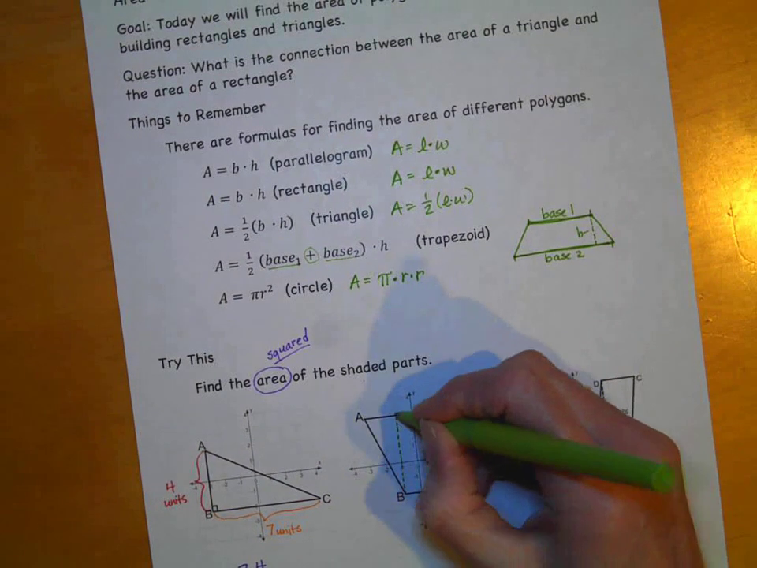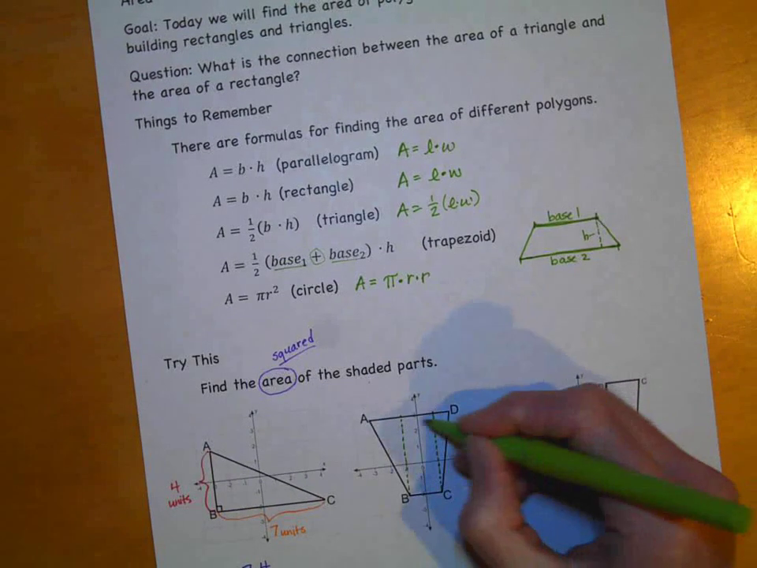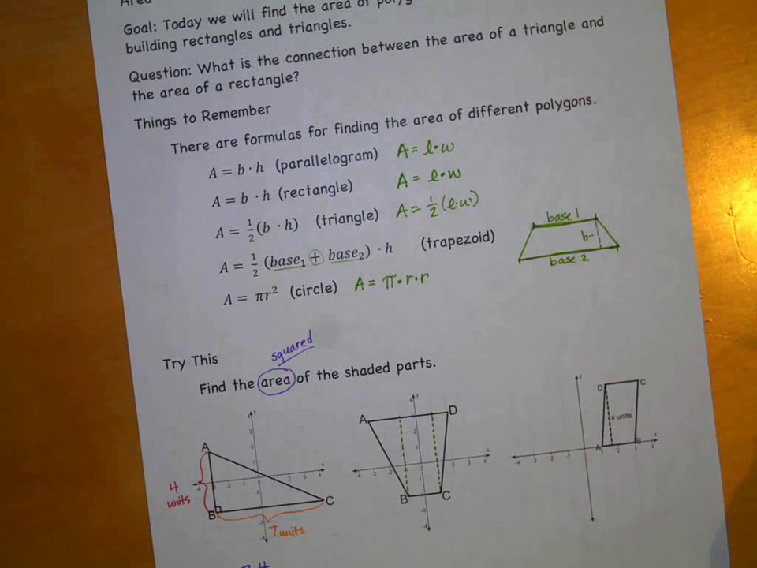Okay, what if I extended this invisible line here? What shape do you see? Oh, a triangle. We just did a triangle. And then what shape do you see right here? A rectangle. And we know how to find the area.